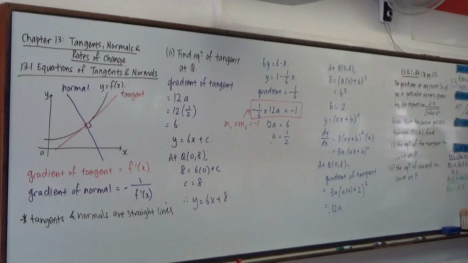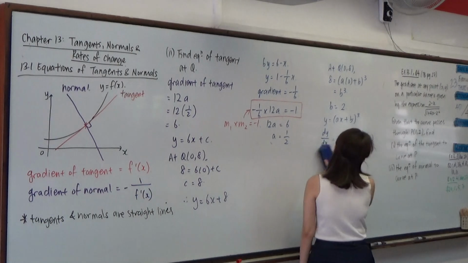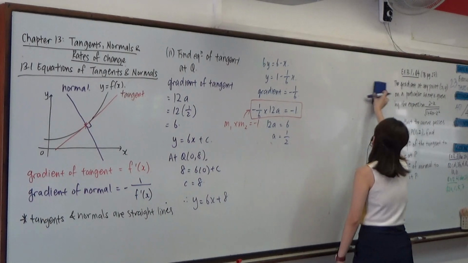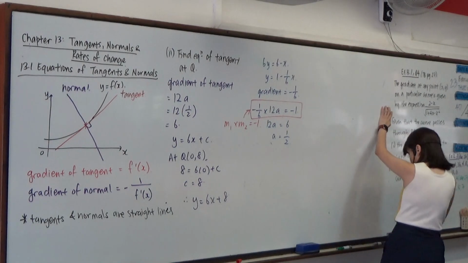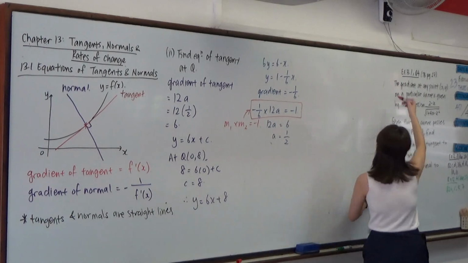Okay, let's look at exercise 13.1 question 4. I intentionally chose this question in order to help you learn how to understand a question and interpret a question. In this question, it says that the gradient at any point on a particular curve is given by this expression. So what does this sentence even mean?